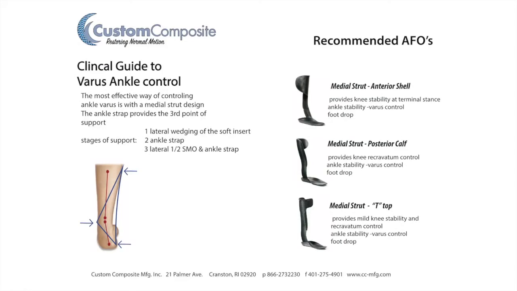So we've developed some of these clinical guides that are helpful for you in order to select the right AFO for your CMT patients. If you need a medial strut, they would always be medial struts, but if you need knee stability at the end of terminal stance, you would want to use an anterior shell model. And what that provides is at the end of second rocker, it provides pressure to the front of the knee, stabilizing the knee if there's a problem with knee buckling at terminal stance.